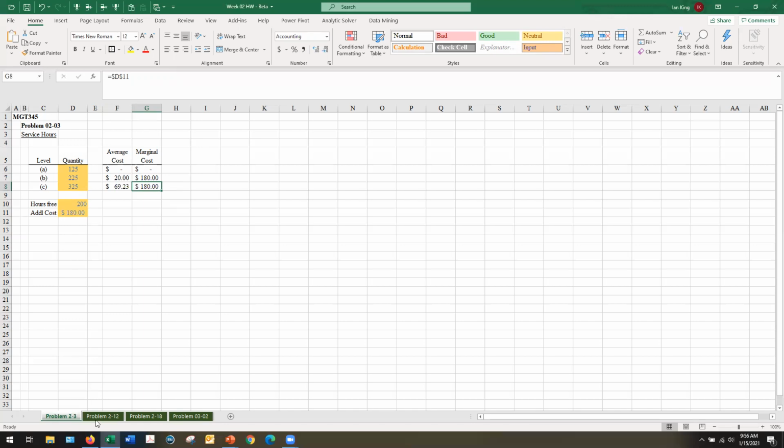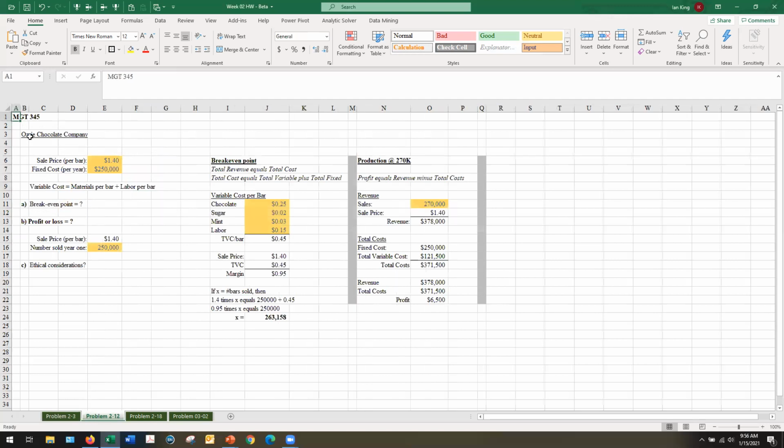Now then, here's what I did. Aussie Chocolate Company. They give us a sale price per bar. How do I know that? It states that in part A.